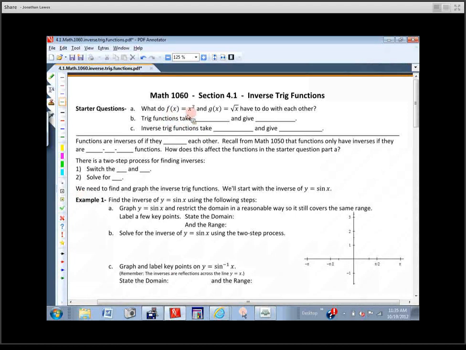What do f of x equals x squared and g of x equals the square root of x have to do with each other? Who can tell us? Inverses. They're inverses, okay?